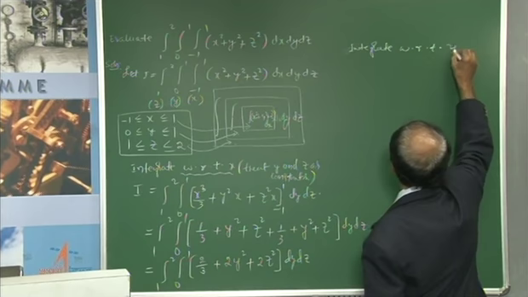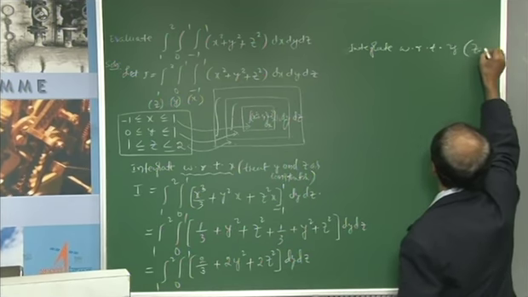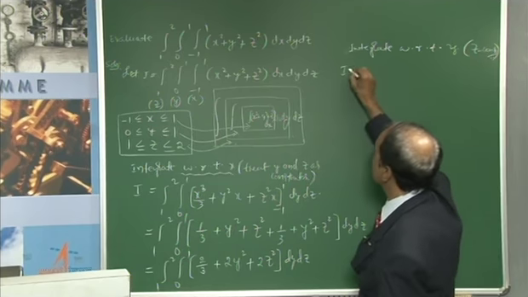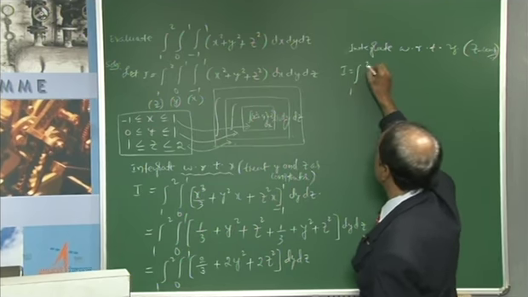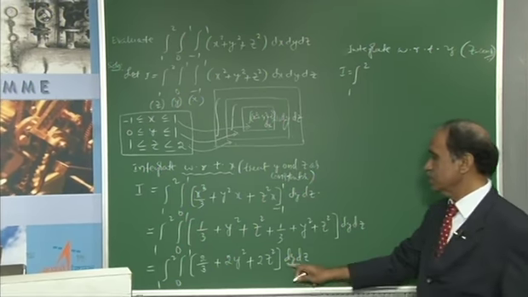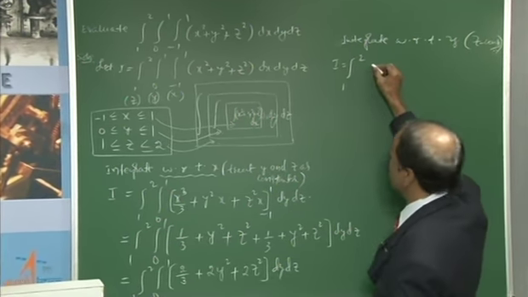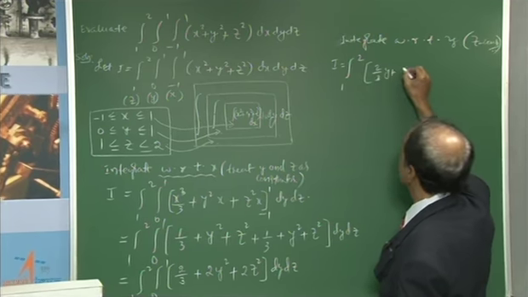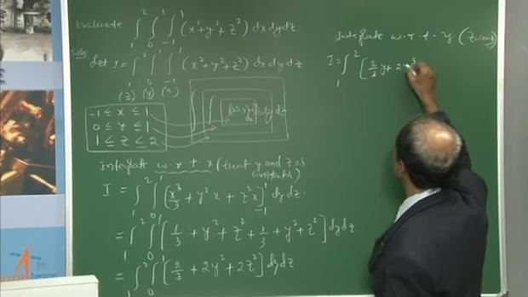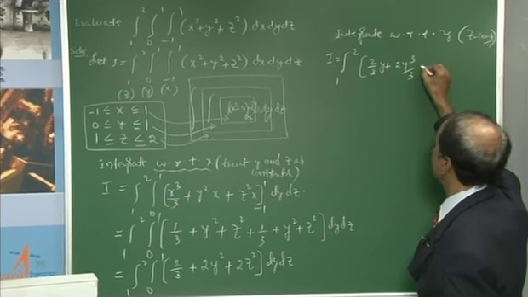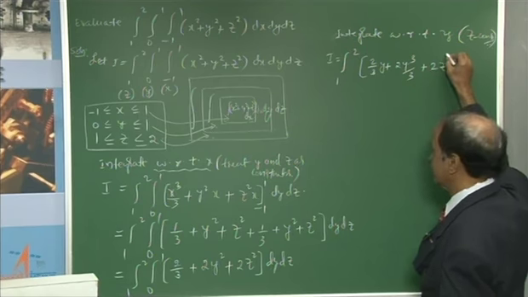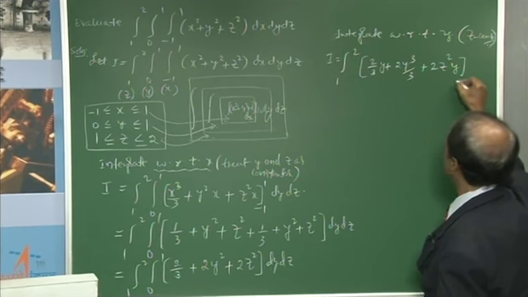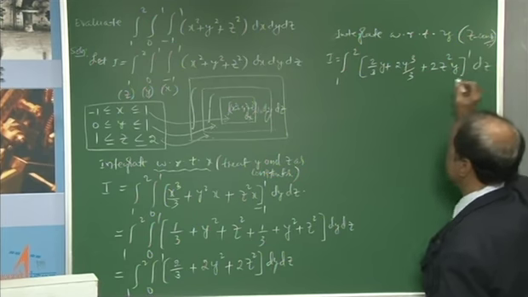Then we can write the integral with respect to y. In this case z is constant, so I is equal to the integral from 1 to 2, integrating with respect to y. Therefore, this should be 2 by 3 y plus 2 times y cube by 3 plus 2 times z square into y, between 0 and 1, with dz.